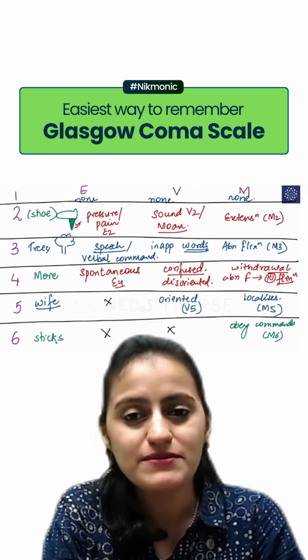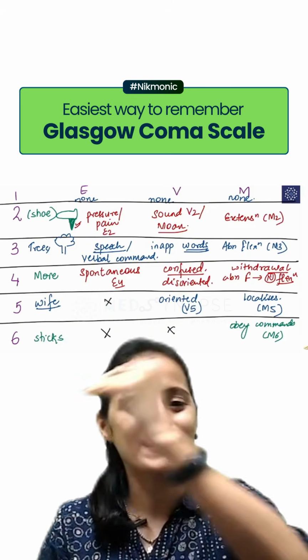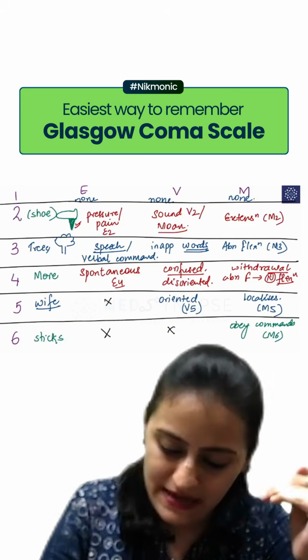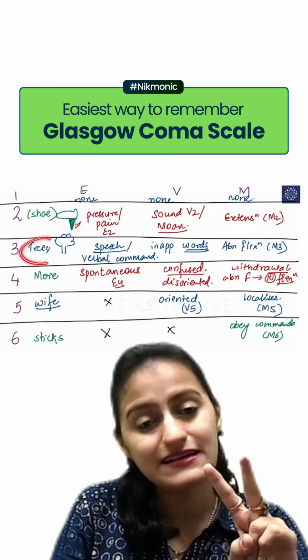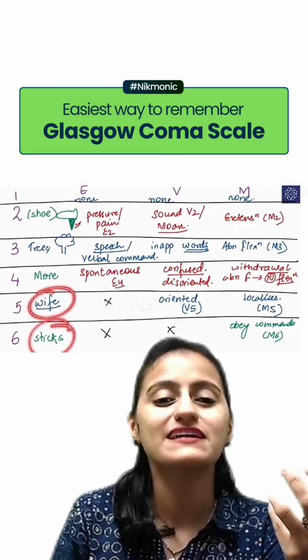So remember that this is the story of the GCS, which runs from 1 is none, 2 is basically rhyming with shoe, and under the tree, 3 is tree, 4 love grows more, 5 is the wife and 6 is the stick.